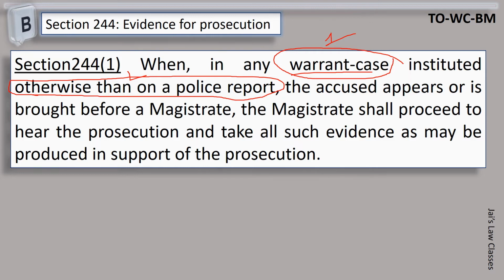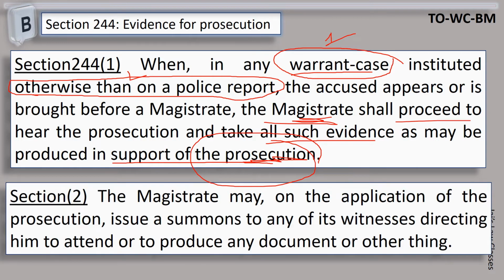We already know that. And the magistrate shall proceed to hear the prosecution and take all such evidence as may be produced in support of the prosecution. So the prosecution is the complainant who made the complaint to the magistrate. Now he is being listened to, his evidence being checked. And subsection 2 informs us the magistrate may, on the application of the prosecution, issue summons to any of its witnesses directing him to attend or to produce any document or other thing.